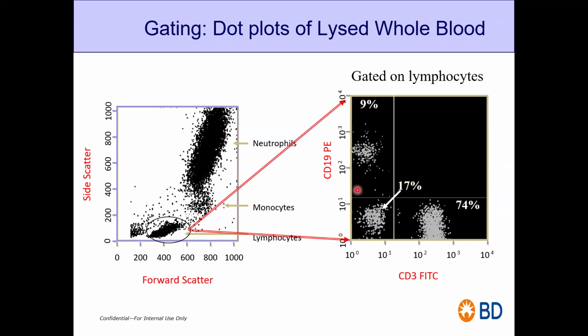Okay, one more question for you guys. If this is CD19 and this is CD3, 9% CD19 and 74% CD3, which means T cell, B cell. What are these 17%? Can anyone answer me that? What are these 17%?